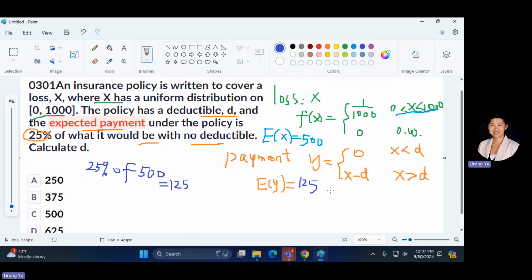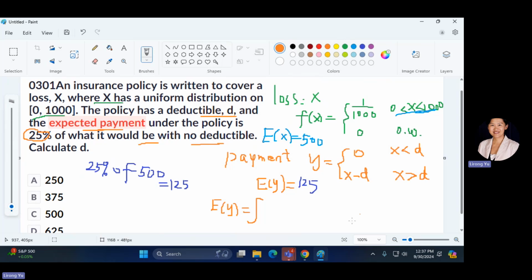This is going to be the equation we're solving in order to find the d. So E of Y is the quantity we need to figure out. Since Y is now a continuous distribution, we're supposed to do integration. You can see there are two parts. Everywhere else, it will be zero payment. Only when X is bigger than d, then the payment will be X minus d.